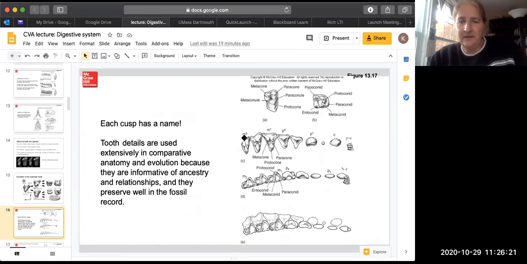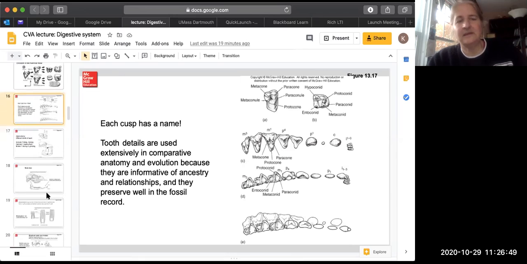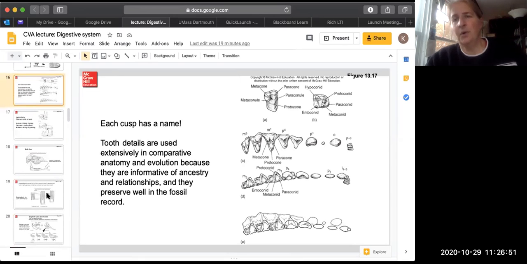Here's some of the fossil record. Each of these little bumps has a name. You don't have to worry about those, but I'm just showing you how precisely these things are tracked. And here's a nice view of that occlusion I was talking about, where they have to evolve the top jaw and the bottom jaw so they fit together. It's an interesting developmental story of coevolution of the upper jaw and lower jaw system to be very tightly regulated.